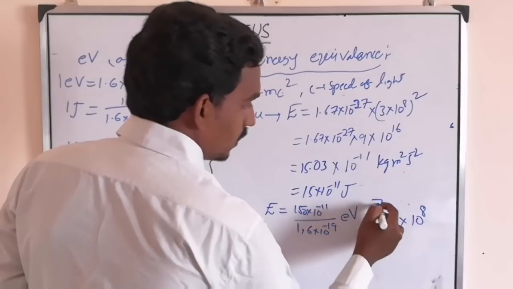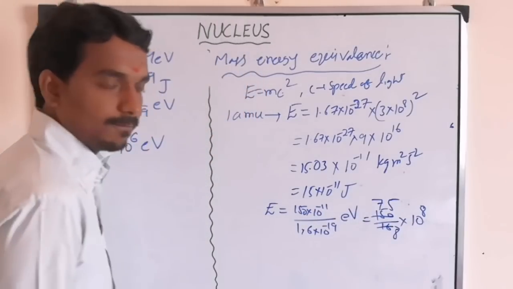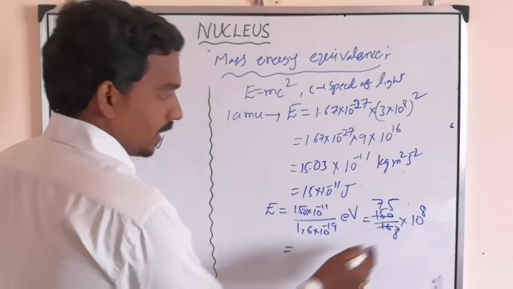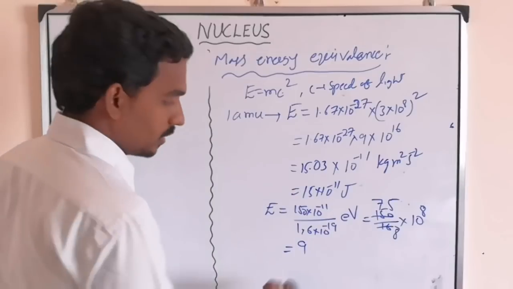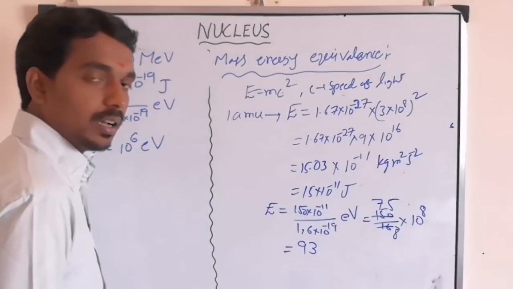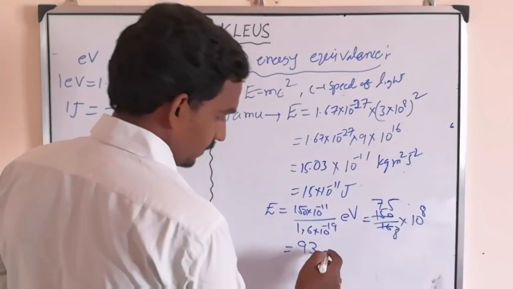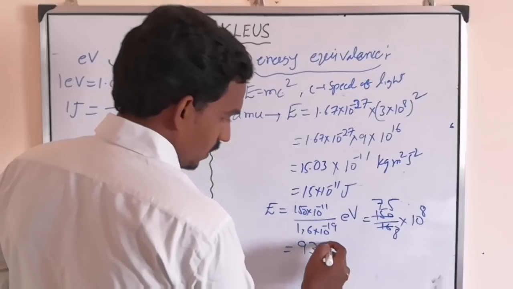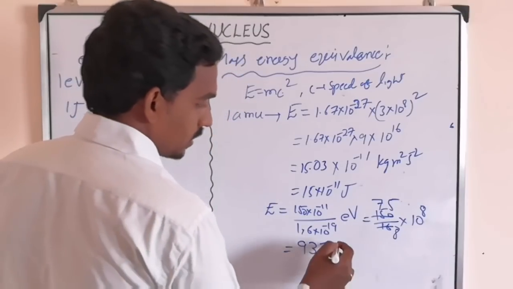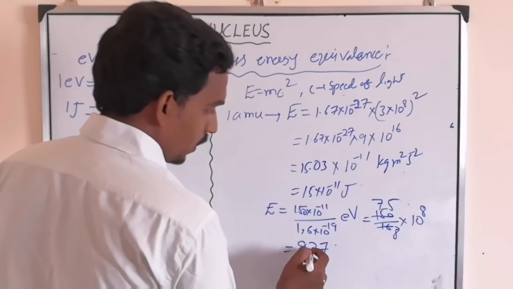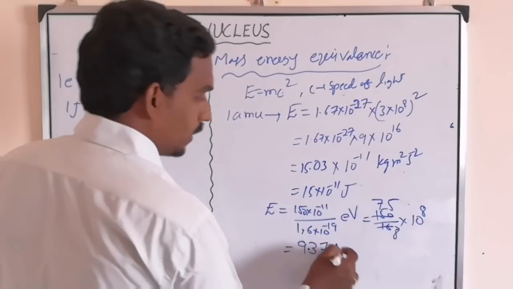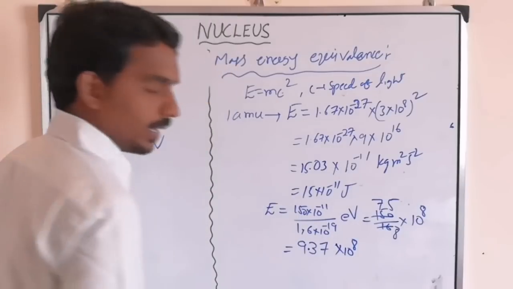Now, 2 8s are 16, and so on: 8 9s are 72, then 8 3s are 24, and so we get 9.37 into 10 power 8.